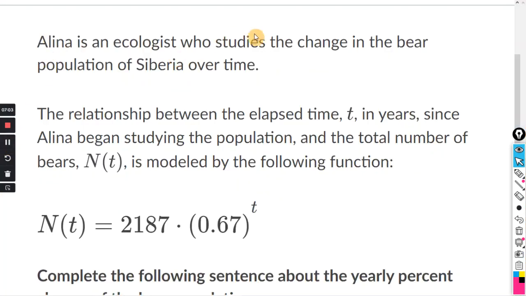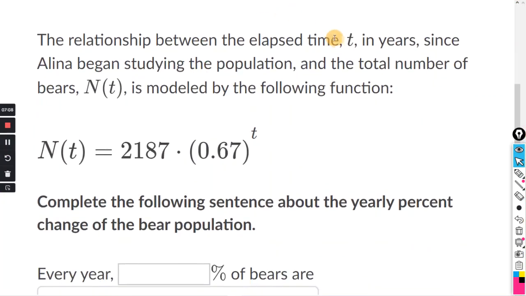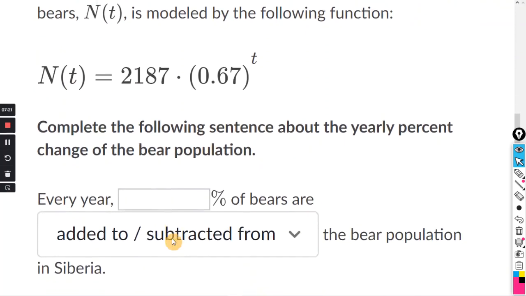Alina is an ecologist who studies the change in bear population. The relationship between the time t in years since she began studying and the total number of bears n of t is modeled by this function. Complete the sentence about the percent change, yearly change of the bear population. Okay.